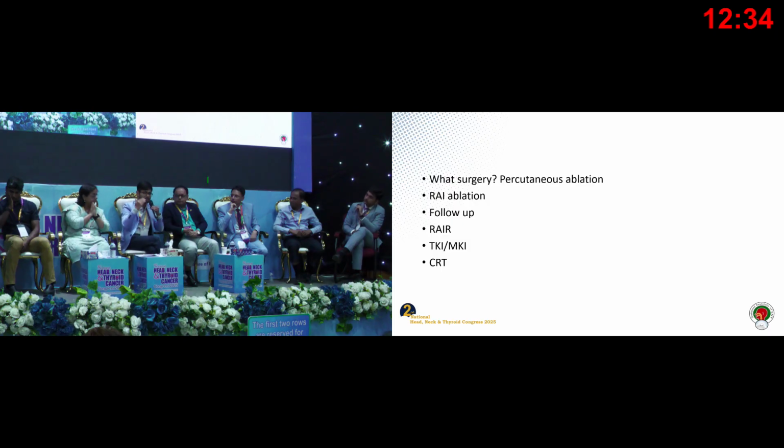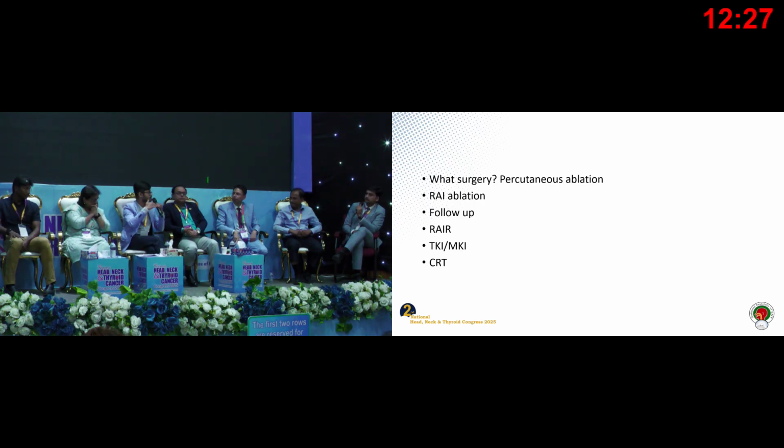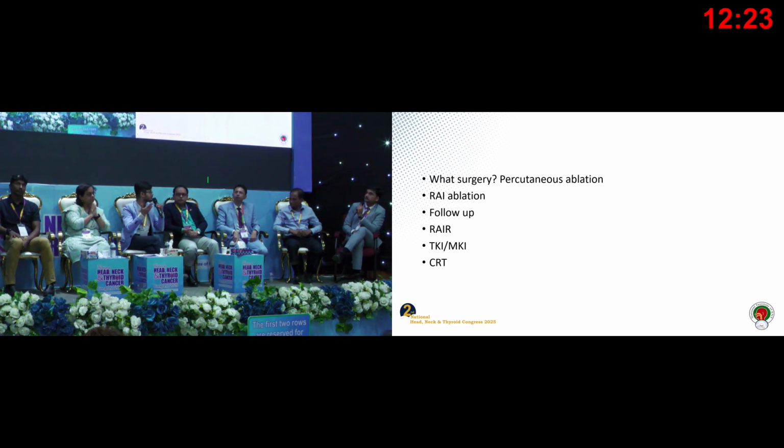Okay. So based on the assessment, if this is an excellent response, then even in intermediate risk, I think you can still go ahead and keep the radioiodine on hold for now. So there is a dynamic risk stratification, as he had said.